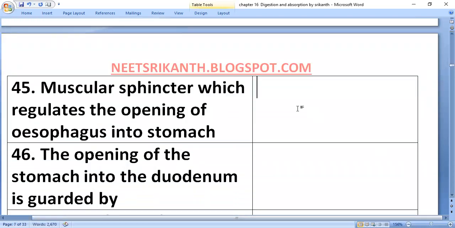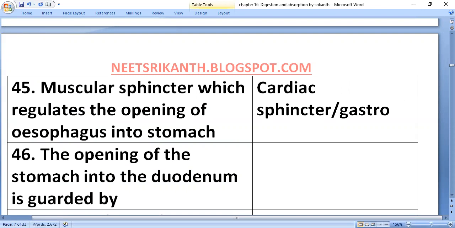The muscular sphincter which regulates the opening of the esophagus into the stomach is the cardiac sphincter, also called the gastroesophageal sphincter.